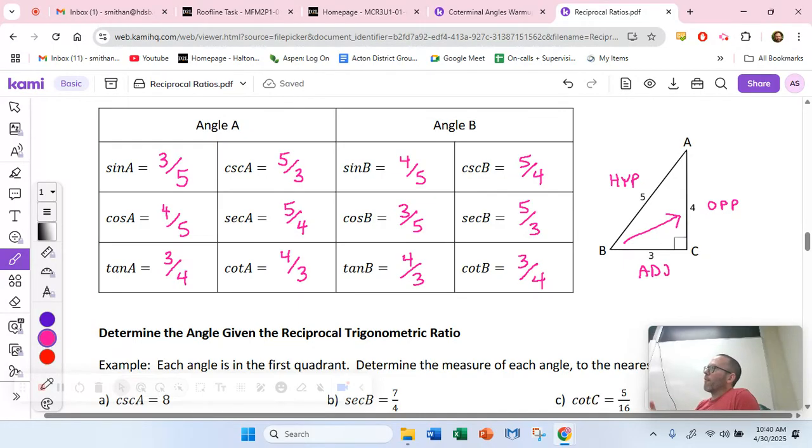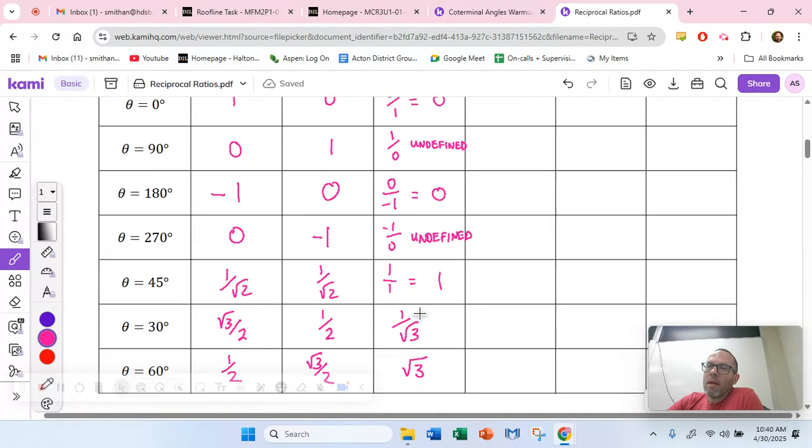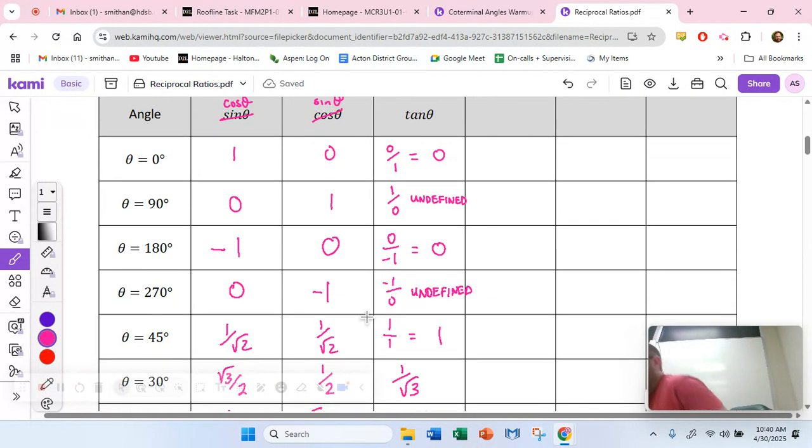Anything you guys want to chat about so far? All right, hold on to your butts because now, not only do we know the exact ratios for our special angles, 30, 45, and 60, and these angles corresponding to nice points on the unit circle, we know their sine, cos, and tan exactly. We can now do their reciprocal ratios because they're just the flip.